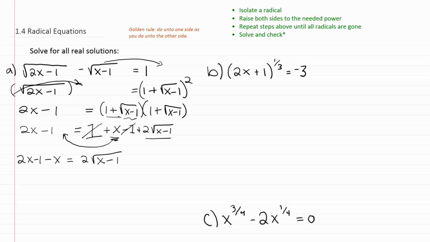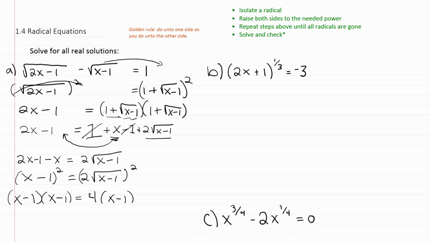Now, from there, 2x minus x on the left-hand side is just going to give you x minus 1 is equal to 2 times the square root of x minus 1. All right, let's square both sides of the equation again because we want to get rid of the radical that's on the right-hand side. So I square what's on the left there, and I'm going to end up with x minus 1 times x minus 1 is equal to 4 times x minus 1. Because the radical is removed by the squaring process.